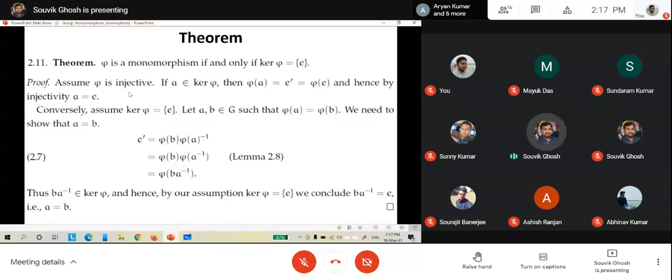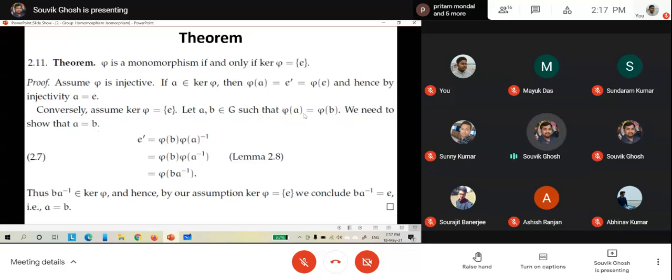Conversely, we assume that the kernel of phi contains only a singleton element, that is e, the identity element. If we have two elements A and B which belong to G, we assume that phi of A is equal to phi of B. We need to show that A is equal to B. So how can we show it?